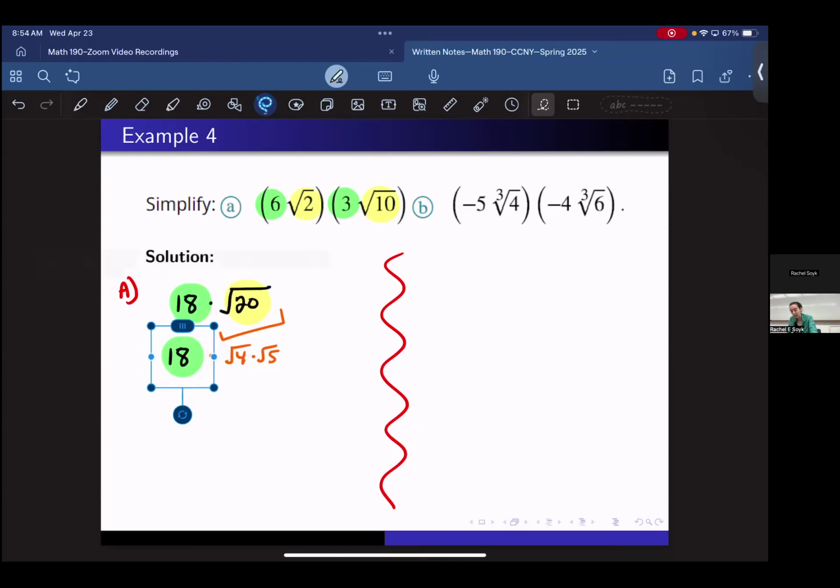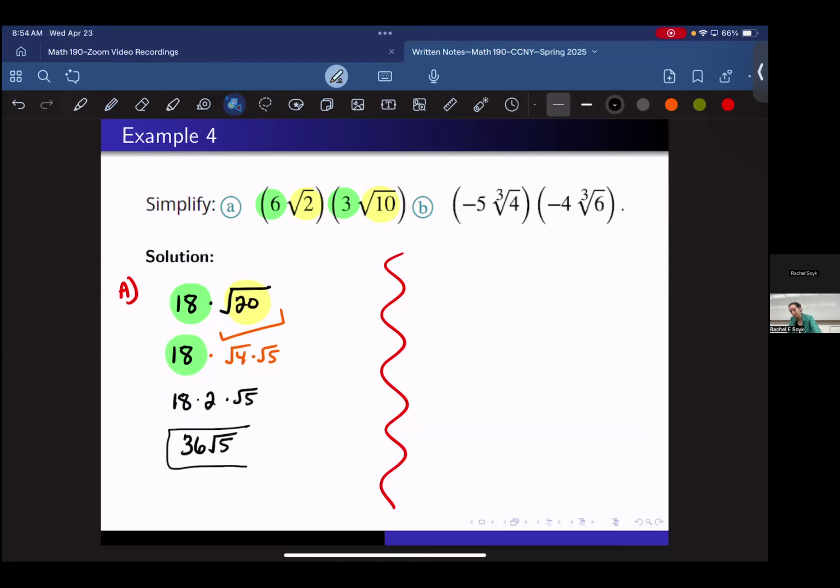So we essentially get 18 times 2 times the square root of 5, which leads us to our final result to be 36 square root of 5. And we're done.